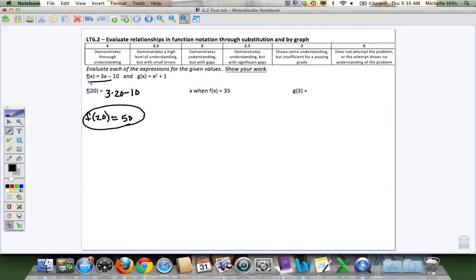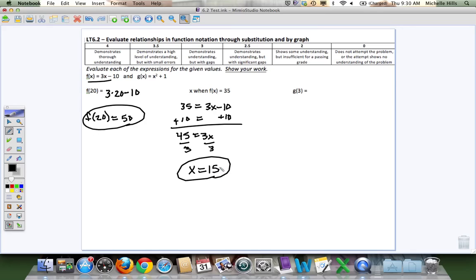In this case, what I know is the left side of the equation. I know f of x. What I don't know is the value of x. So 35 equals 3x minus 10, and I want to find out what x equals. So I'm going to add 10 to both sides to get the constants together. 45 equals 3x. Then when I divide both sides by 3, I end up with x equals 15.